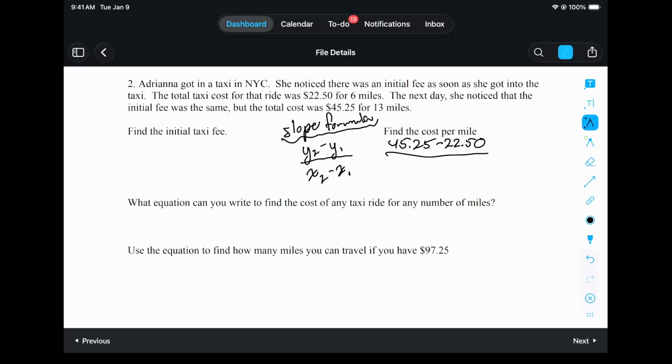I cannot switch it up and be like, okay, now 6 minus 13 for my x2 minus x1. No, no, no. That is not allowed. See how 45.25 and 13 miles go together? You've got to keep them together. See how 22.50 and 6 miles go together? They can't be separated. Together for life. Hashtag in it for the long run. Anyway, so we have to do 13 minus 6.